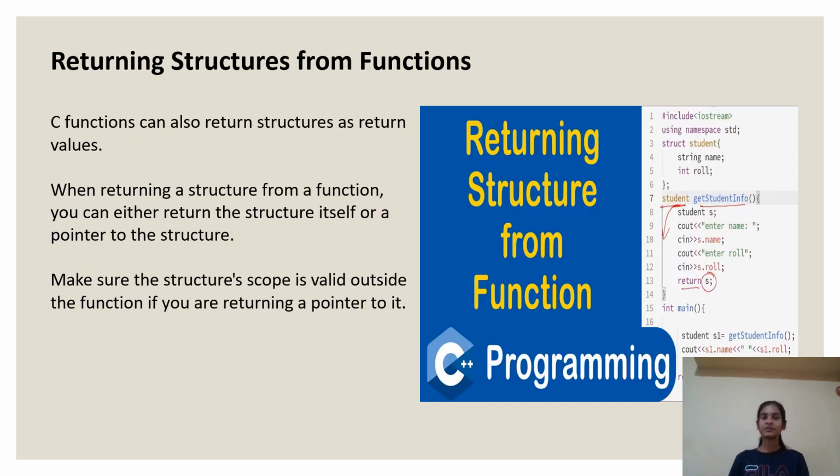Returning a structure from a function. C functions can also return a structure as a return value. When returning a structure from a function, you can either return the structure itself or a pointer to a structure. Make sure the structure's scope is valid outside the function if you are returning a pointer to it.